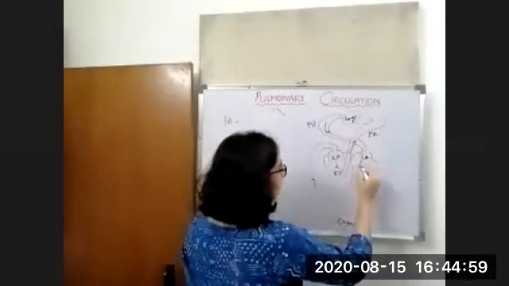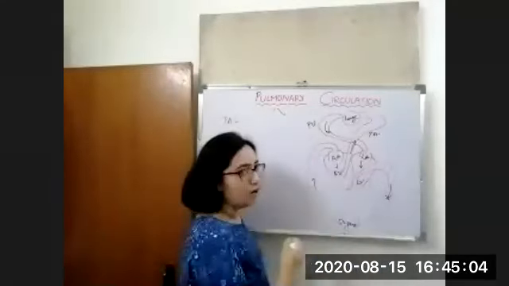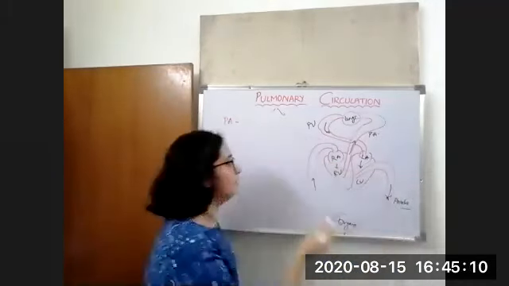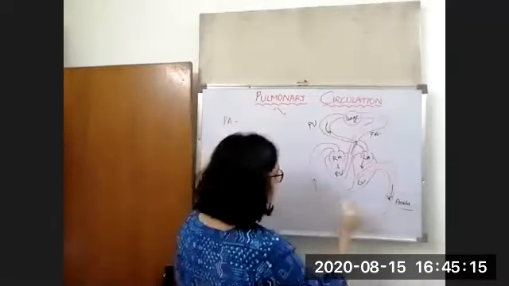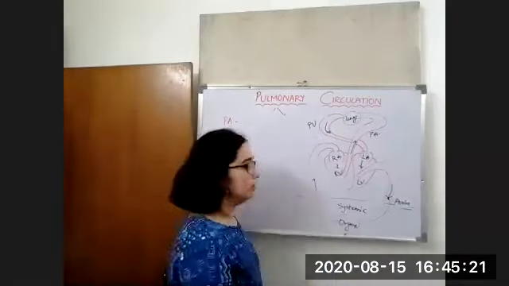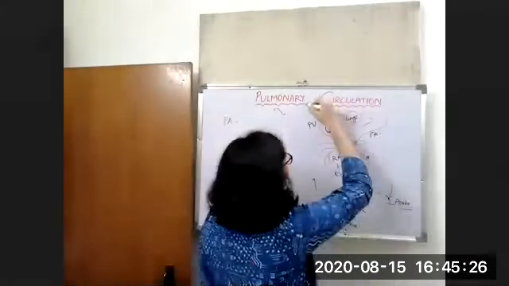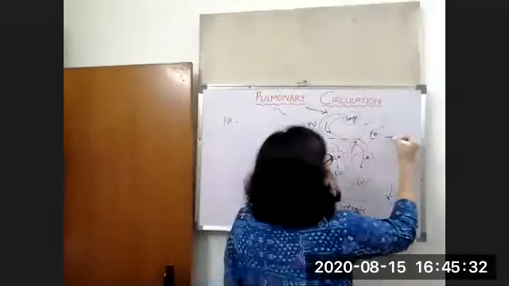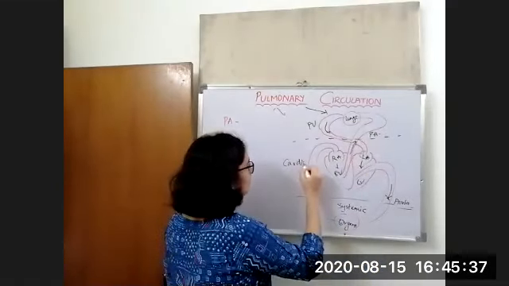From the left atrium, it goes to the left ventricle, and finally it goes to the aorta. Okay, so this is how the circulation works. This is your systemic circulation, which is nothing but the blood flowing through the organs, and this will be your pulmonary circulation, the blood flowing in the lungs, and this will be your cardiac circulation, that is in the heart.